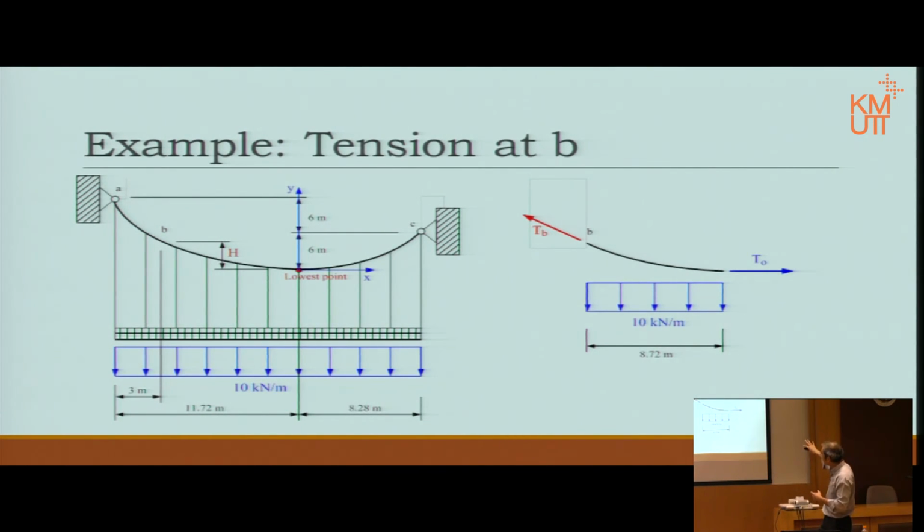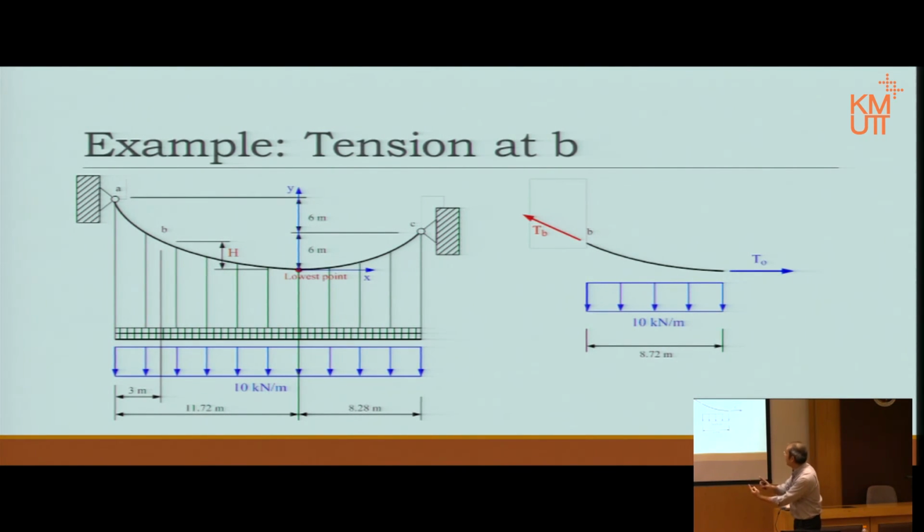So it must be constant, which we call T0, in the first place. Then of course where we cut at B, we have the tension at point B, which is the one that we want to find. And of course the distributed load, the 10 kilonewton per meter. Now notice the span, because we know that from A to B is 3 meters, the question gives us.